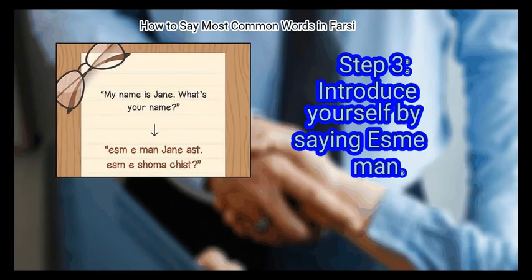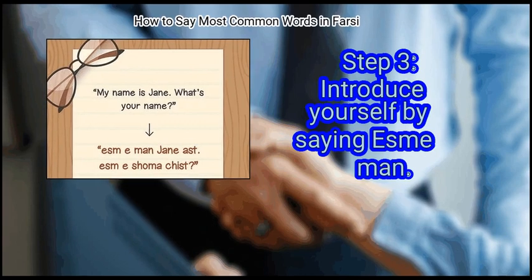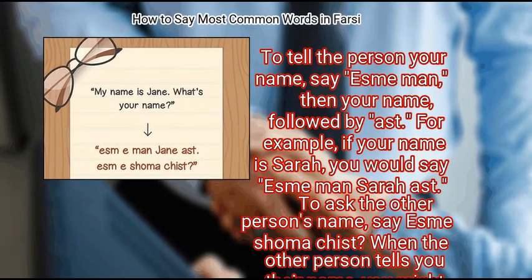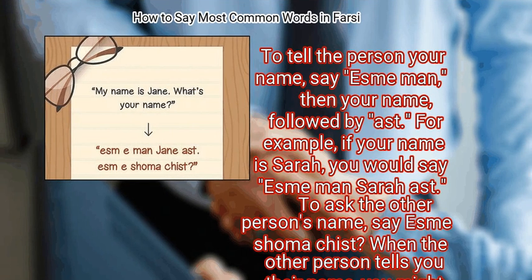Step 3. Introduce yourself by saying esme man. To tell the person your name, say esme man, then your name, followed by asked. For example, if your name is Sarah, you would say esme man Sarah, asked, to ask the other person's name.